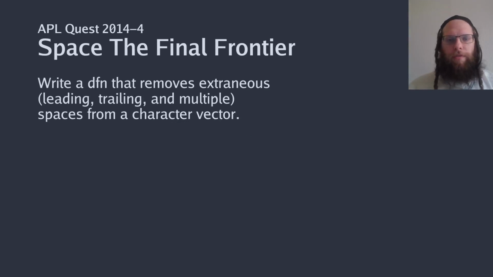Today's quest is the fourth from the 2014 edition of the APL problem solving competition. The idea is that we're given a text and it may have spacing that we don't want. And we want to normalize this in the sense that any trailing spaces, that's spaces at the end of the text, are removed. Any leading spaces, that's spaces at the beginning of the text, are removed. And also, if any words are separated by more than one space, that will be compacted down to a single space.